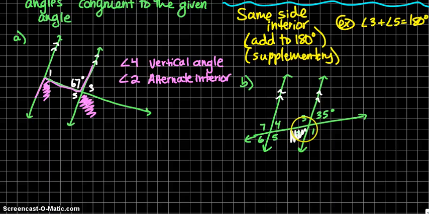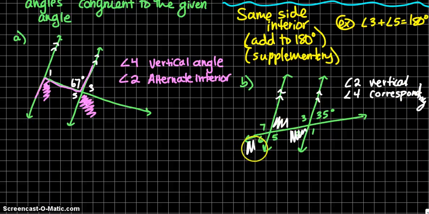Number 2, angle 2 is congruent because it's a vertical angle. Angle 4 is congruent. It's a corresponding angle with 35 degrees. Corresponding, remember, being same side of the transversal, same kind of spot along the parallel.